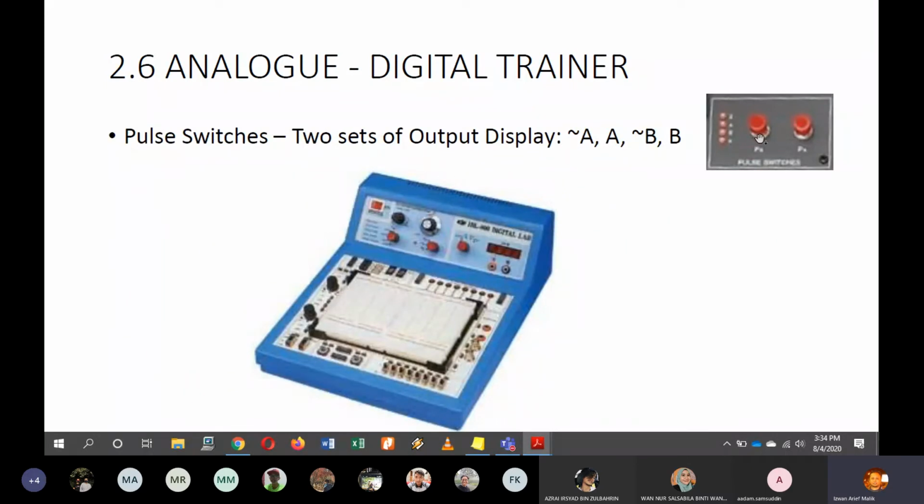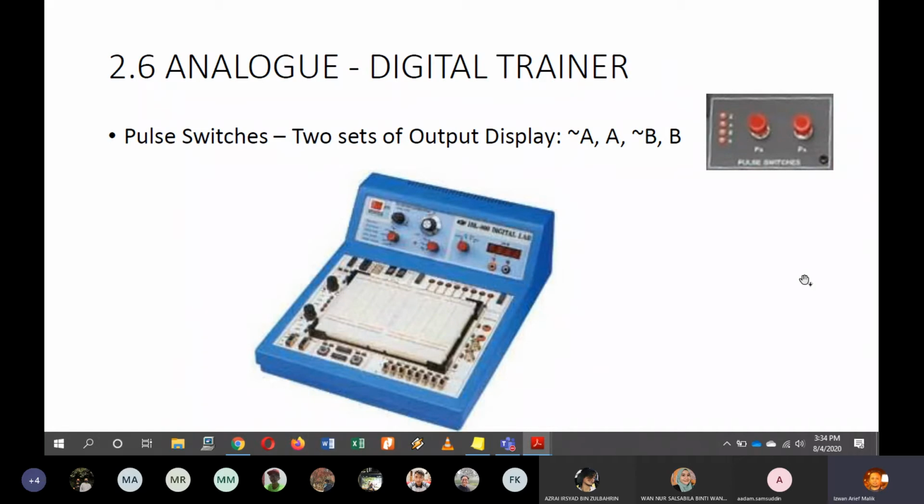So what is the function of these pulse switches? If you want to create a circuit which requires pulses. Okay, pulses. What is pulses? For example, if you are designing a counter circuit. So a counter circuit ni dia memerlukan pulse for it to calculate. So that means you can push them once, means that you are giving the circuit a pulse. And then you push the second time, a second pulse will be applied to your circuit and so on lah. So dia makin lama makin tambah.